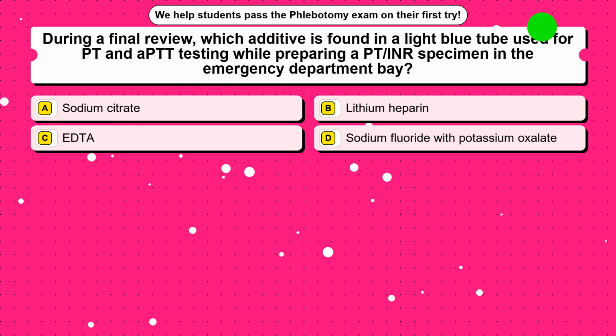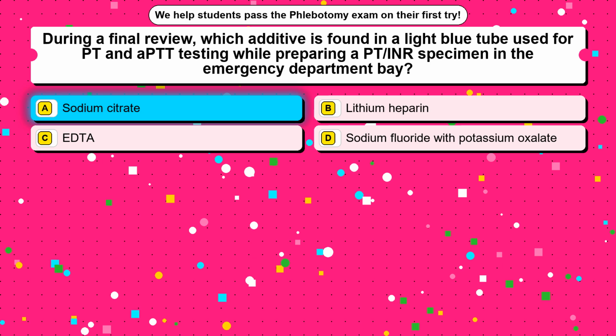Question 37. During a final review, which additive is found in a light blue tube used for PT and APTT testing while preparing a PT/INR specimen in the emergency department bay? Option A. Sodium citrate. Option B. Lithium heparin. Option C. EDTA. Option D. Sodium fluoride with potassium oxalate. The correct answer is option A.